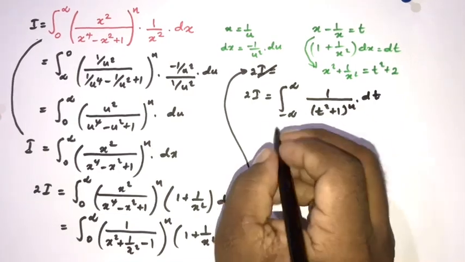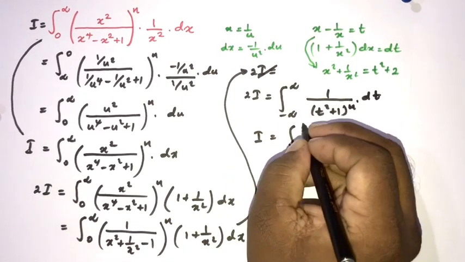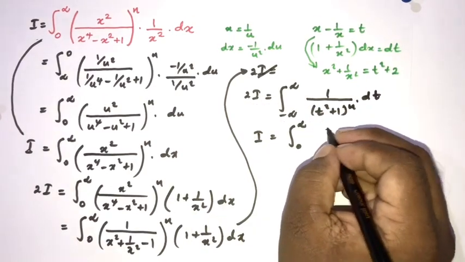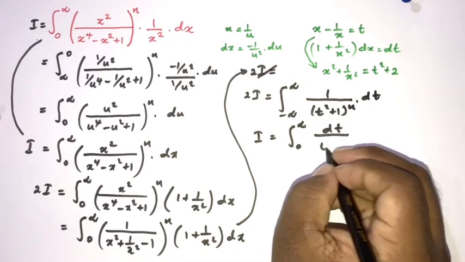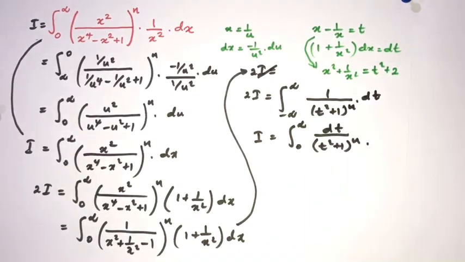Okay, now we have 2 times I. Now according to symmetry we can write I is equal to the integral from 0 to infinity. Here 2 times, and here the 2 gets cancelled. dt over t squared plus 1 raised to the n power. Okay, now how to evaluate this integral?